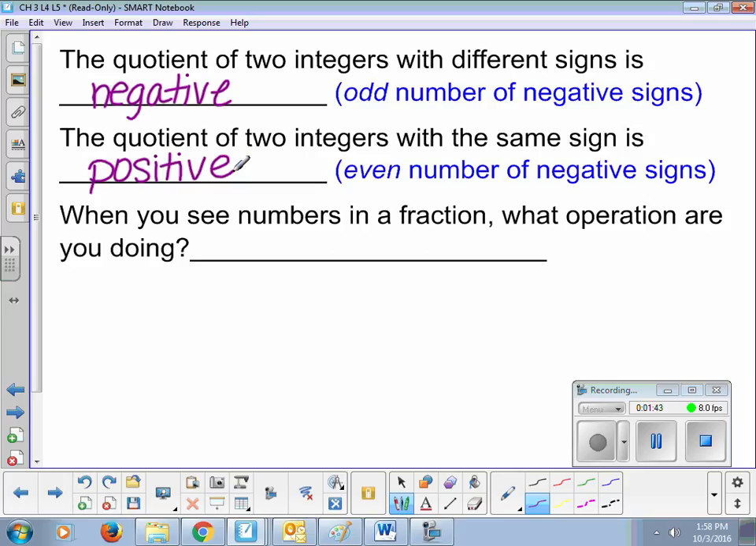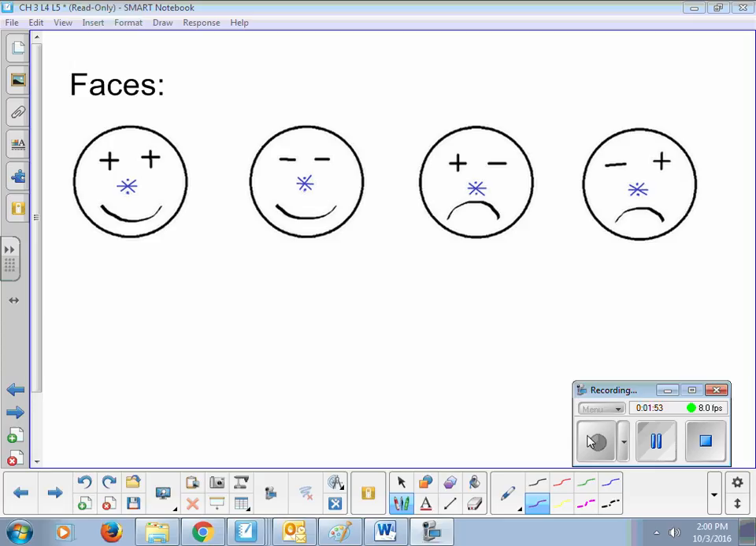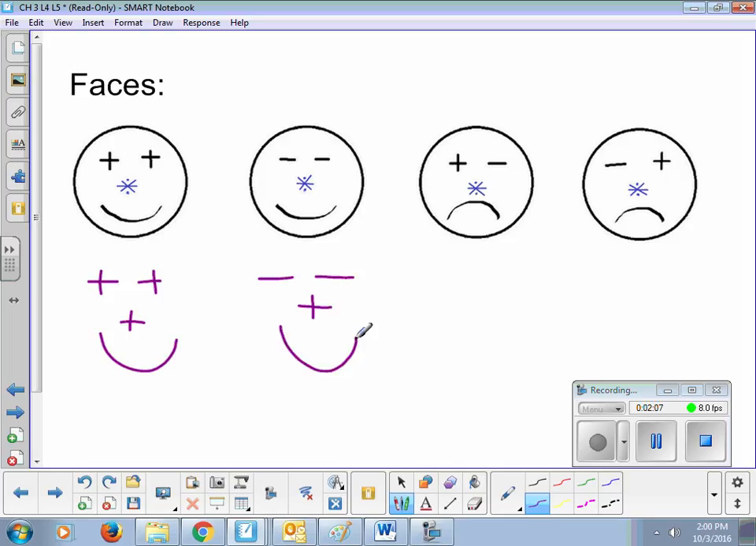When you see numbers in a fraction, what operation are you doing? Division. We have the same cases we did when we did multiplying integers. If you're dividing two positives, your answer is going to be positive. If you're dividing two negatives, your answer is also going to be positive. If you have a positive and a negative, your answer is negative. And if you have a negative divided by a positive, your answer is negative. You can fill this in on your notes where it says cases.